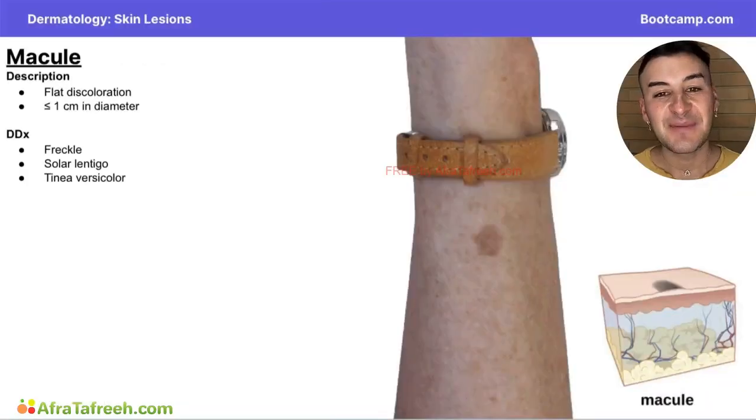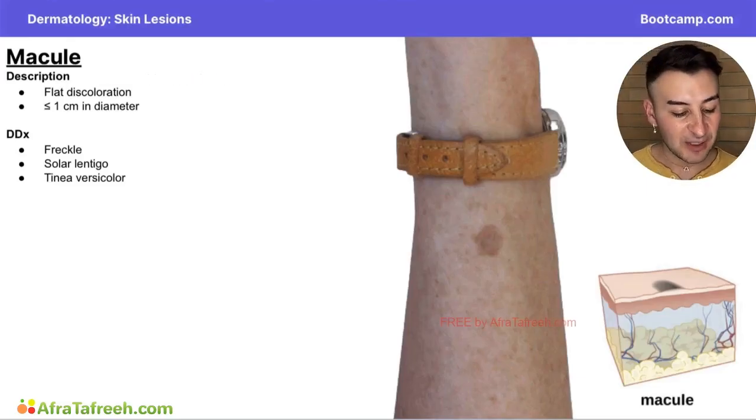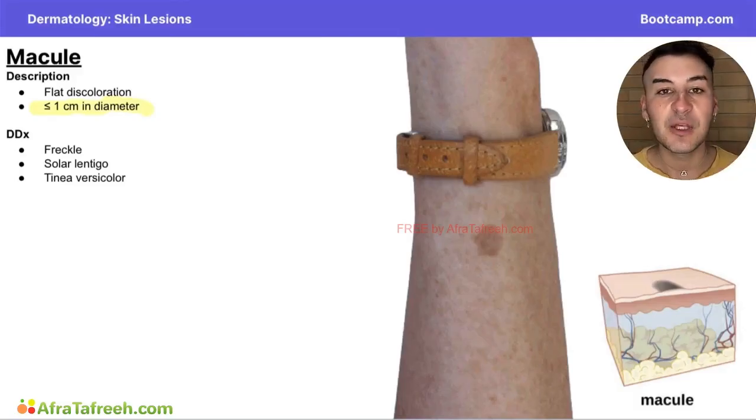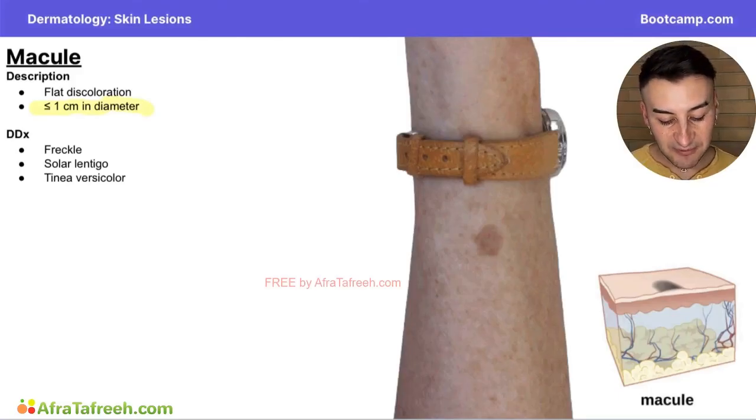So we're going to start off by talking about macules, which are flat lesions that are discolored from surrounding skin. These can either be hyperpigmented, meaning they are darker than surrounding skin, or hypopigmented, meaning they're lighter than surrounding skin. Importantly about macules, these are going to be less than or equal to 1 centimeter in diameter, and they are flat. So if I were to rub my hand over my face and feel for a macule, I wouldn't be able to feel it because they are not raised. They are completely flat.